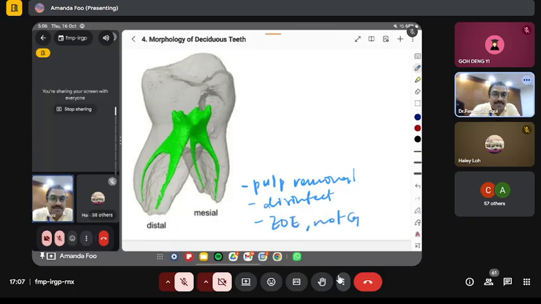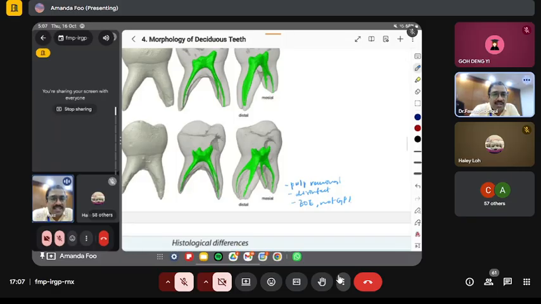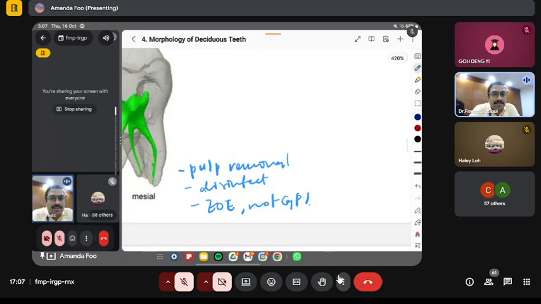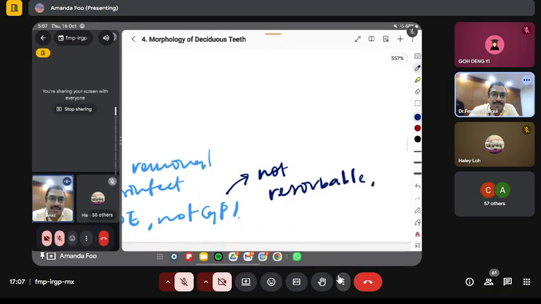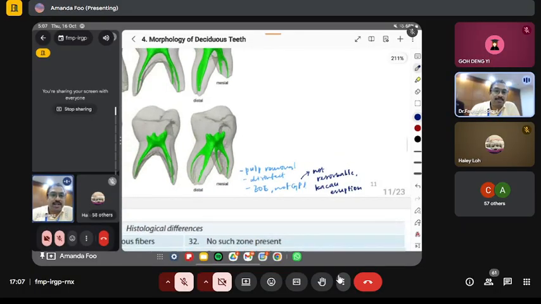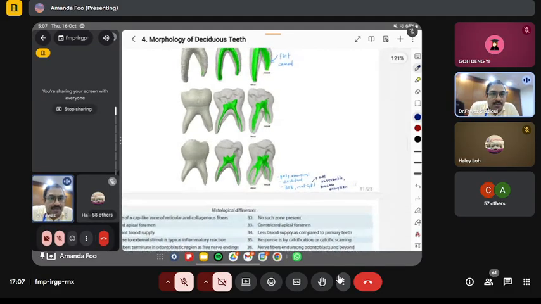Okay. Not GP. Why can I not put GP in primary teeth? Number one reason is I cannot clean and shape these canals to receive a GP. Number two is gutta percha is not resorbable. So when the permanent premolar is erupting, the gutta percha will not get resorbed and it will cause hindrance to the eruption path and deflect the premolar somewhere. So we do not use gutta percha for primary teeth. So this we will learn more in the lecture for pediatric endodontics. But for now, we just understand how the pulp morphology makes life difficult for us if we want to do a root canal.